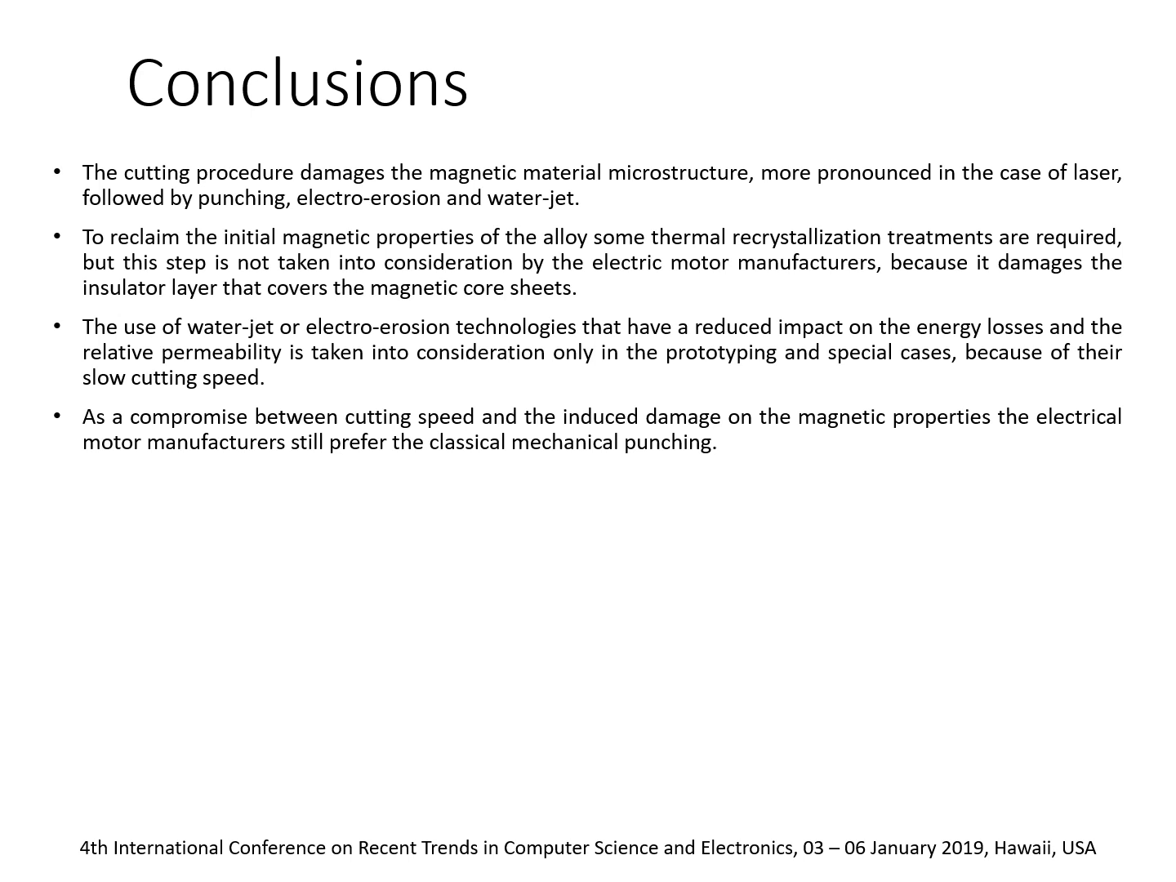Conclusions. The cutting procedure damages the magnetic material microstructure more pronouncedly in the case of laser, followed by punching, electroerosion, and water jet. To reclaim the initial magnetic properties of the alloy, some thermal recrystallization treatments are required, but this step is not taken into consideration by the electric motor manufacturers because it damages the insulator layer that covers the magnetic core sheets. The use of water jet or electroerosion technologies, which have a reduced impact on the energy losses and the relative permeability, is taken into consideration only in prototyping and special cases because of their slow cutting speed.